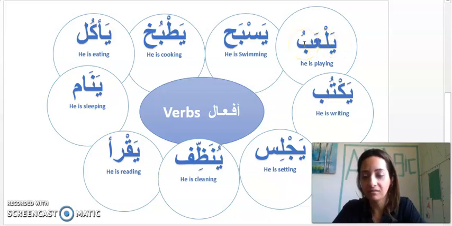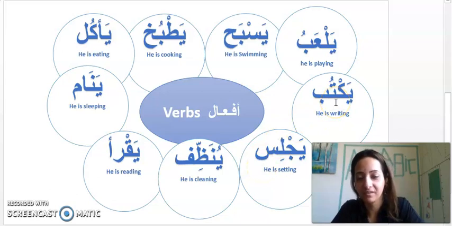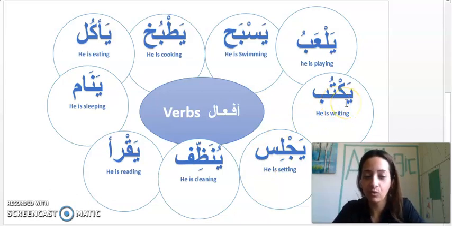يلعب. يسبح. يطبخ. يأكل. ينام. يقرأ. ينظف. يجلس. يكتب. As you see, when I read all these verbs, I was talking about the masculine, like he is.